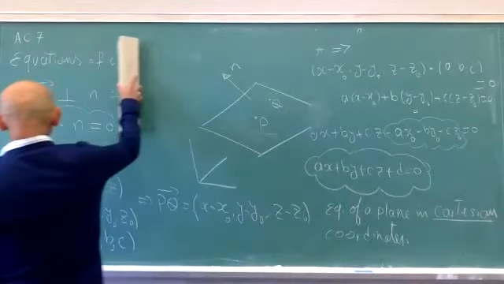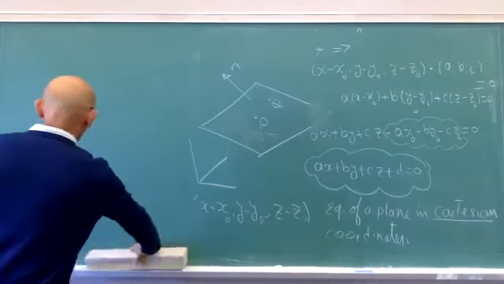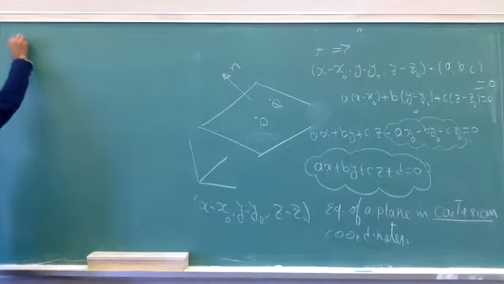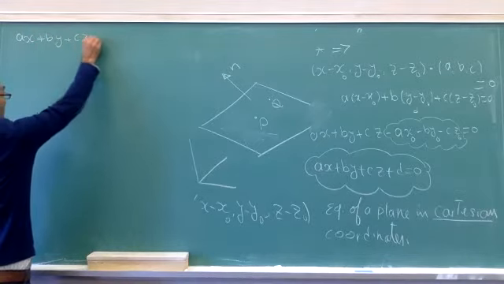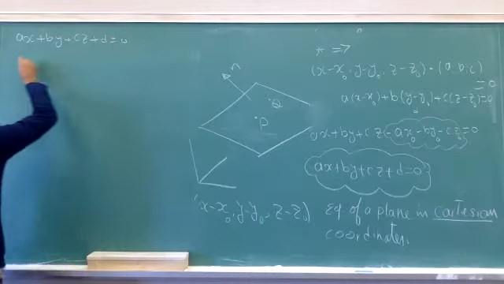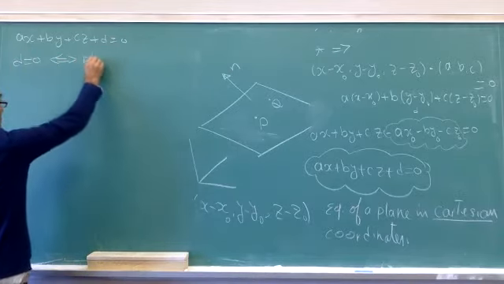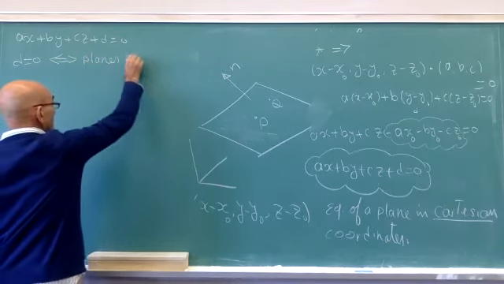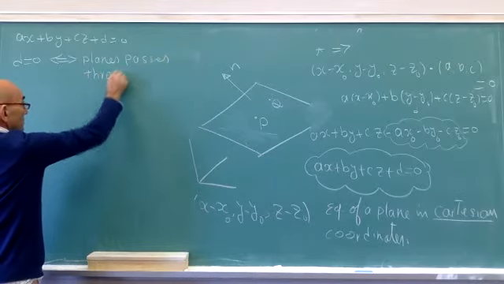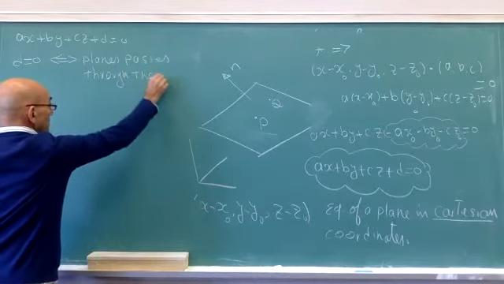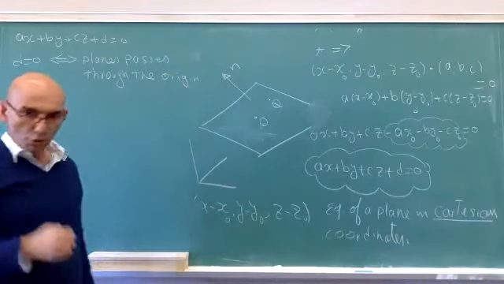So let me write it here. This was the equation of the plane, AX plus BY plus CZ plus D equal to 0. And then we notice that D can be 0 if and only if the plane passes through the origin. Okay, so that's very good.